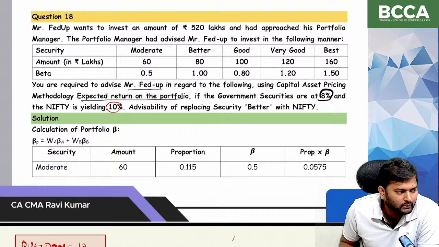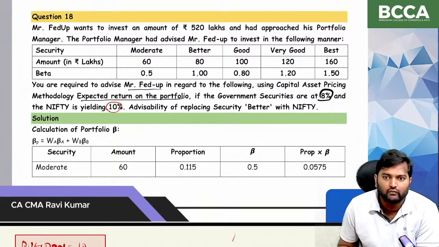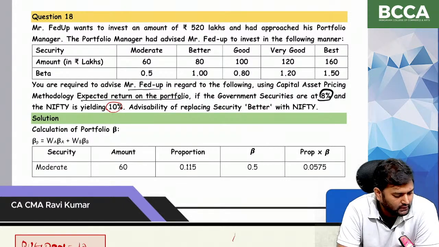So RF plus (RM minus RF) into beta. We don't have a beta. How can we find out beta? By doing a weighted average of the individual security betas, we can find out the portfolio beta.